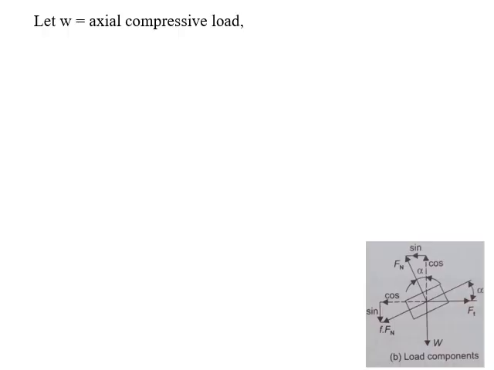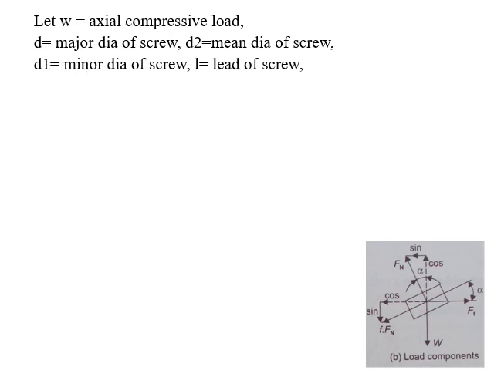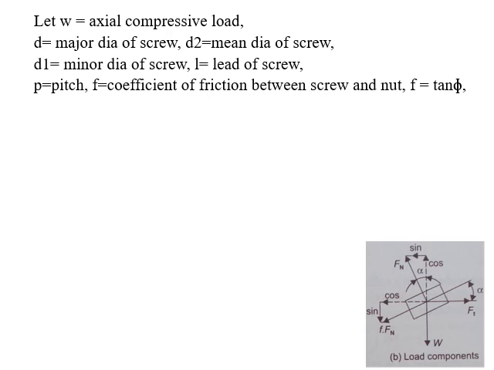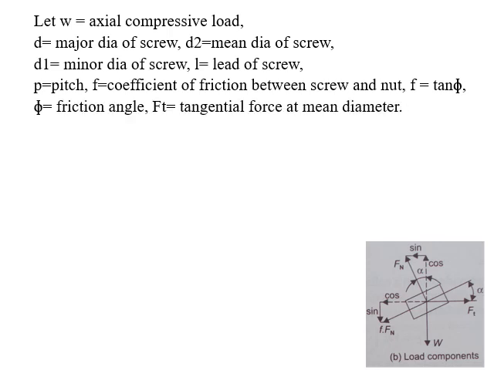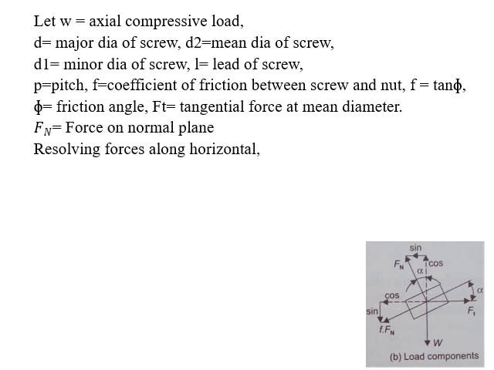Let W be the actual compressive load, D the major diameter of the screw, D2 the mean diameter of the screw, as we have seen in the previous slides, D1 the minor diameter of the screw, L the lead of the screw, P the pitch, and small f the coefficient of friction between the screw and the nut, which is equal to tan phi, where phi is the friction angle. Ft is the tangential force at the mean diameter, Fn is the force on the normal plane. By resolving the forces, as you can see from the sketch, we are resolving the inclined load into a horizontal and a vertical component.